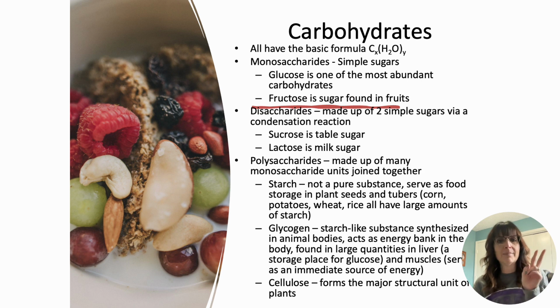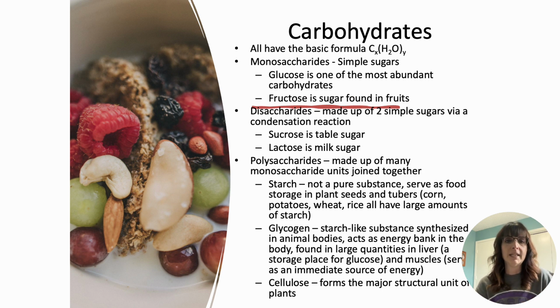Disaccharides, 2 simple sugars bonded together. This would be sucrose. This is the table sugar that we all have at home. You put it in your tea, your coffee, throw it in with your cake and brownies. Lactose is the sugar found in milk. And again, all of these are made up of 2 sugars. Polysaccharides, just like the name implies, it's a string of monosaccharides joined together. And it really depends on what the polysaccharide is as to the building blocks.